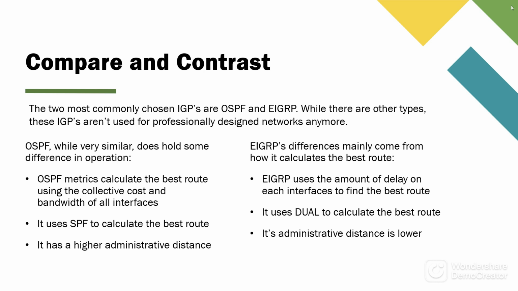Both OSPF and EIGRP complete the same task, but they come to their final conclusion for the best path in slightly different ways. On one side, OSPF utilizes a preset cost and bandwidth to choose the best path. On the other, EIGRP uses delay to find which path is best. Other than that, they also differ in administrative distance.